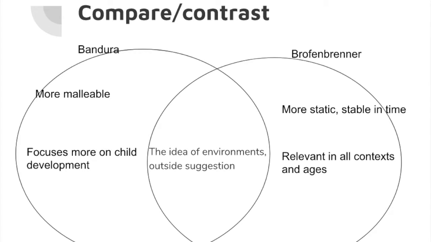Both Bronfenbrenner's and Bandura's theories heavily rely on the power of environment and external suggestion in the shaping of young minds. Bandura's focuses more on learning and change, while perhaps Bronfenbrenner's model is slightly more static, taking time and change less into account. In addition, Bandura's focuses more on child development, while Bronfenbrenner's is applicable to all stages of life.